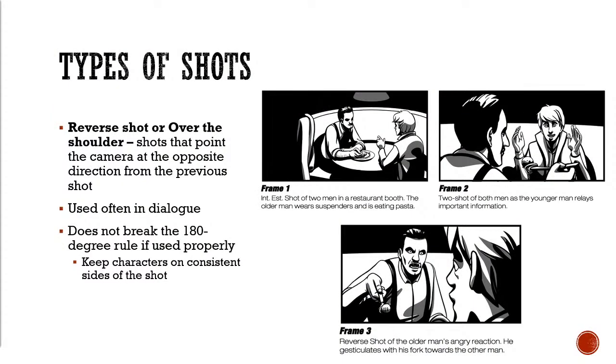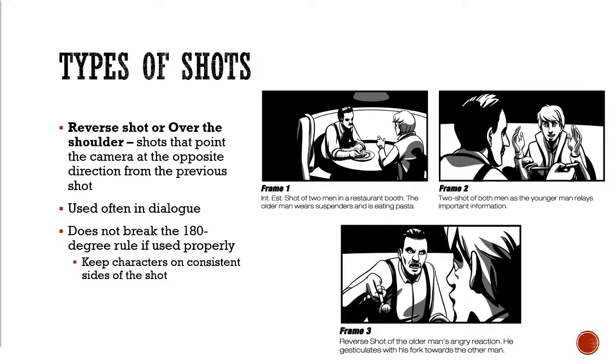Another type of shot is the reverse shot, or over the shoulder. This is like conversation dialogue shots, and it's a shot that points the camera in the opposite direction of the previous shot, and it's used in dialogue. But when you hear about it, you're like, wouldn't that break the 180-degree rule?